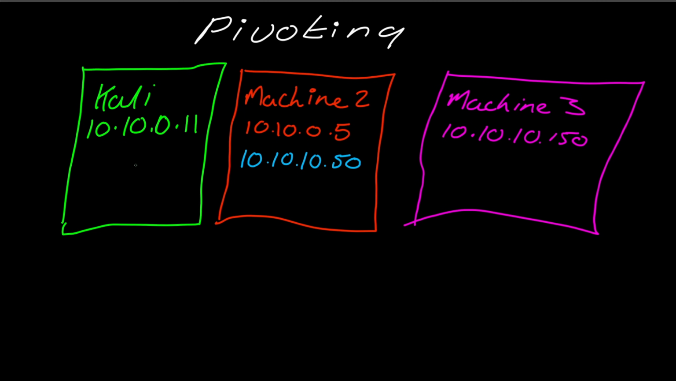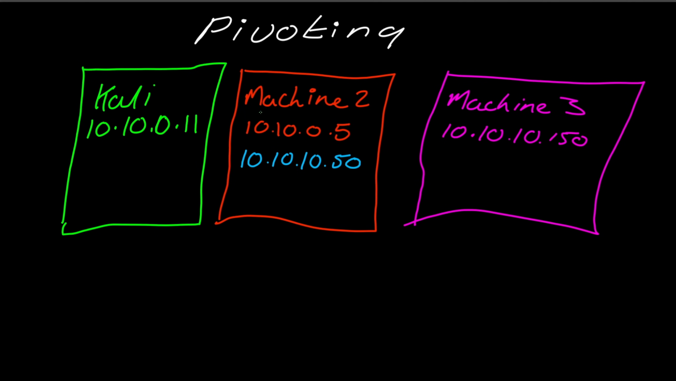So we've got three machines here. We've got a Kali machine in green, another machine in red, and another machine. The operating system doesn't really matter, but let's just say, for example, it's three Linux machines. So we've got a Kali machine on the 10.10.0 network. We've got the middle machine on the 10.10.0 network as well. And then we've got the third machine, which is on the 10.10.10 network, which the middle machine also has.